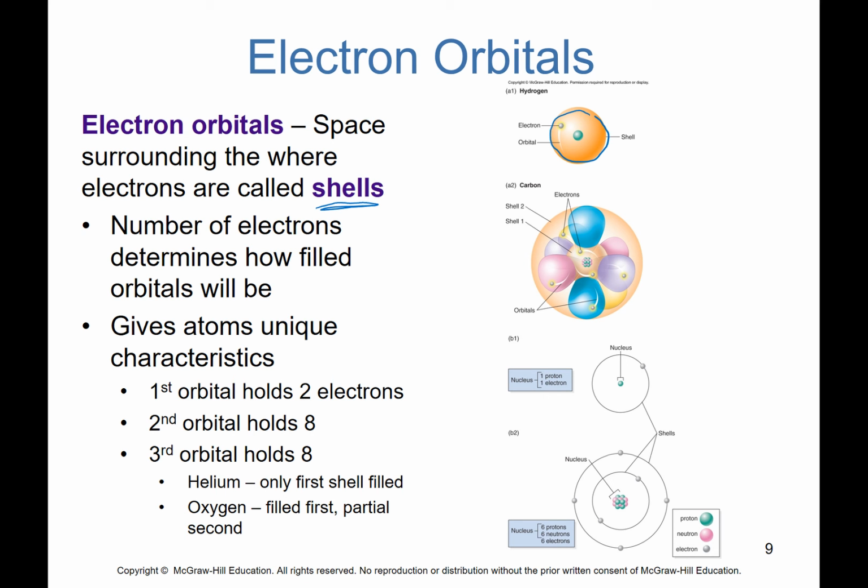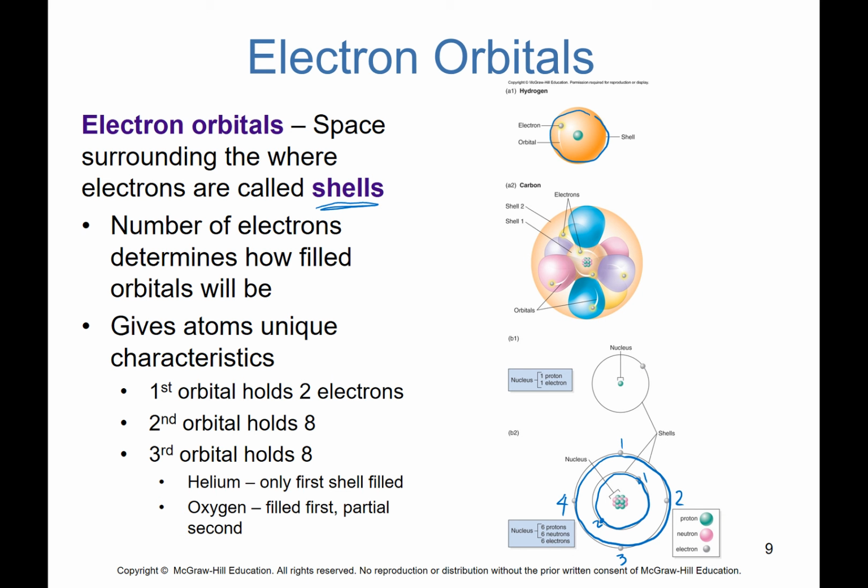So the first orbital, the closest one to the nucleus, always holds 2 electrons. The second orbital, or the second shell, will always hold a max of 8. The third will always hold a max of 8.